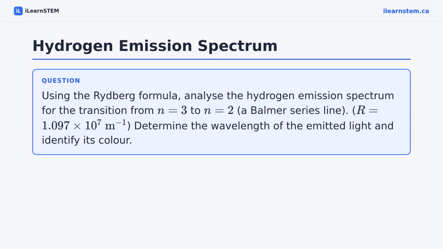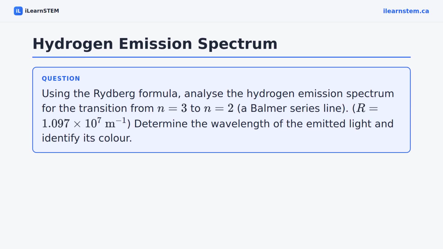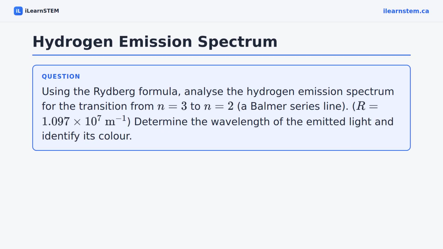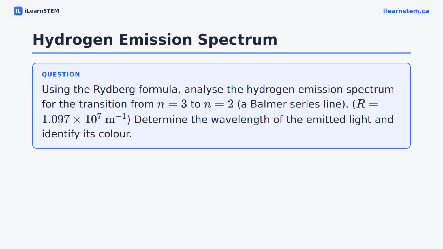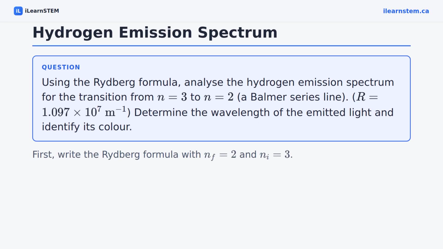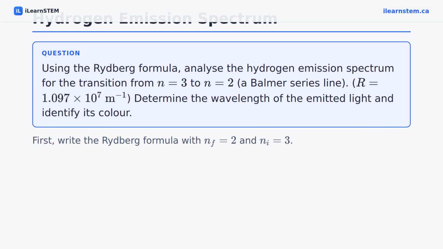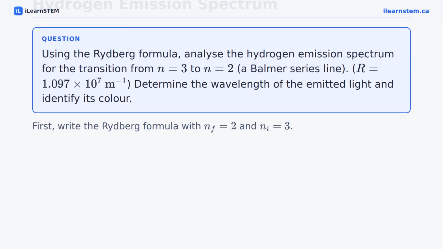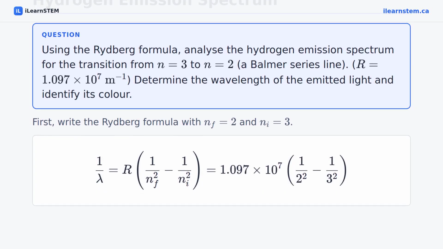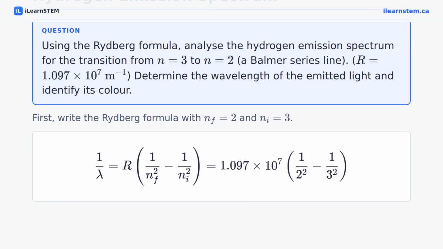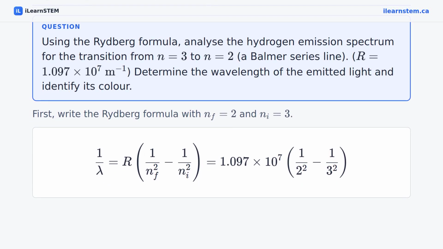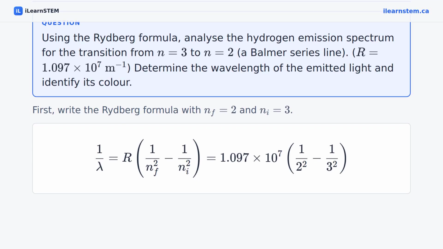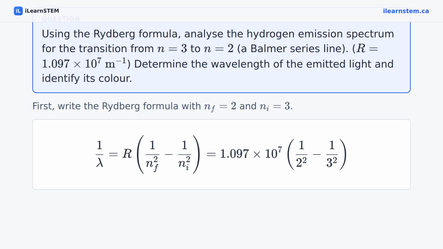The Rydberg constant is 1.097 times 10 to the 7 per meter. Determine the wavelength of the emitted light and identify its color. First, write the Rydberg formula with the final n equals 2 and initial n equals 3. 1 over lambda equals R times (1 over n_f squared minus 1 over n_i squared), which is 1.097 times 10 to the 7 times (1 over 2 squared minus 1 over 3 squared).